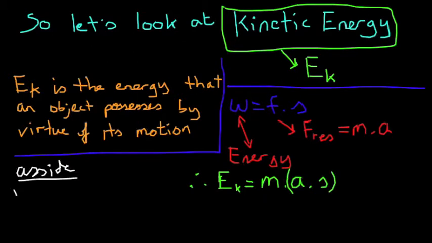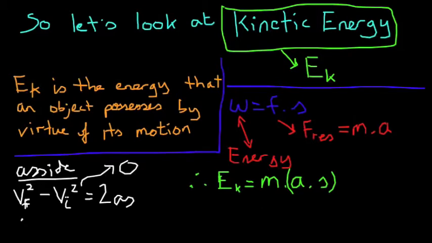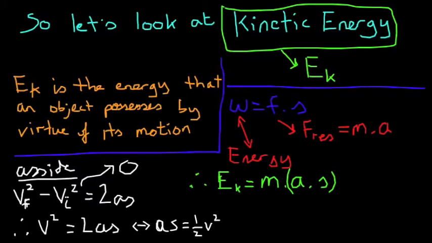But from the equations of motion, we get v final squared minus v initial squared is equal to 2as, or 2 times acceleration times displacement. And therefore, if we look at the final velocity as compared to the initial velocity being zero, then we get v squared is equal to 2as, and so we can conclude that EK is equal to a half mv squared.